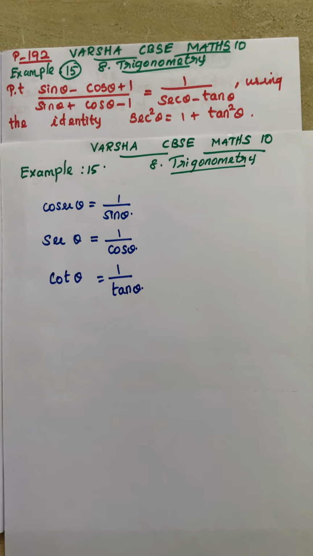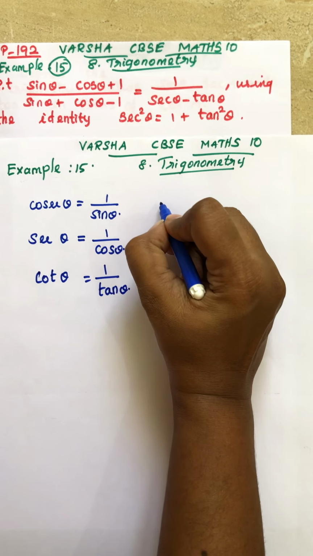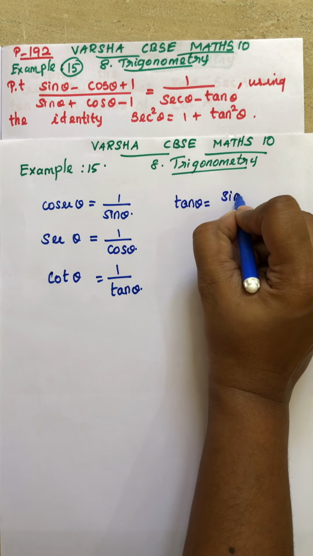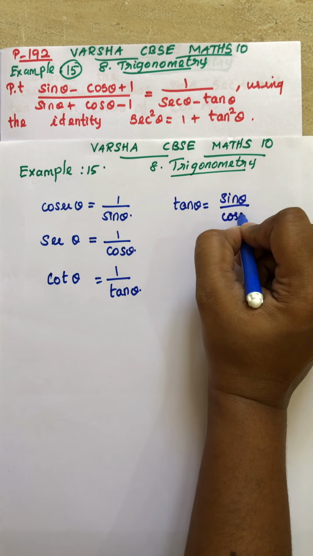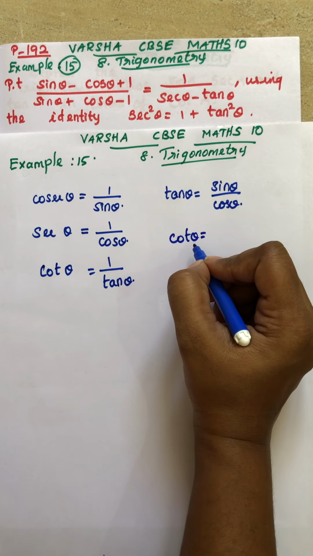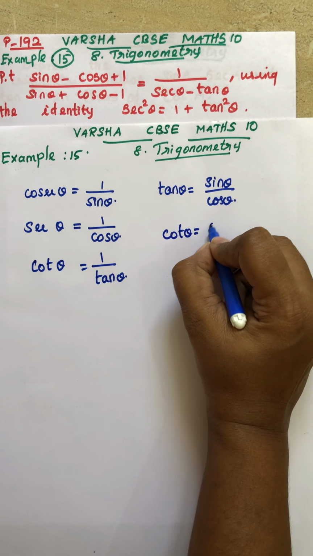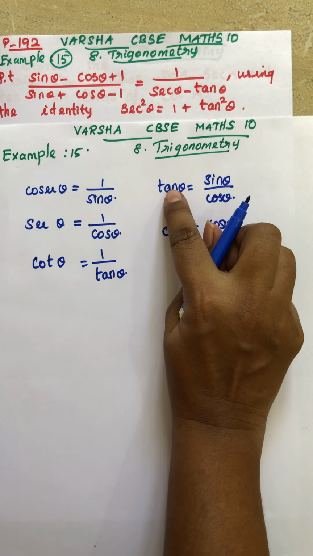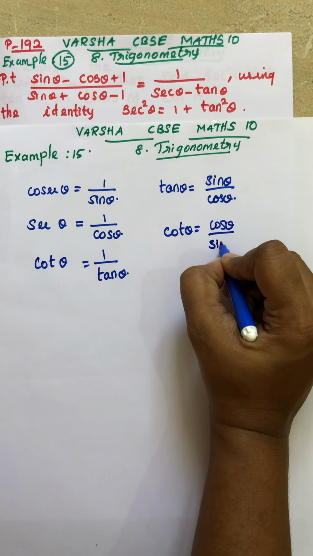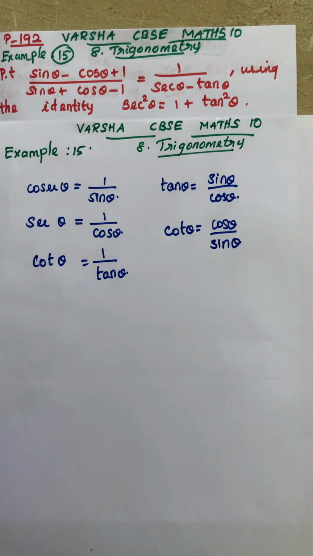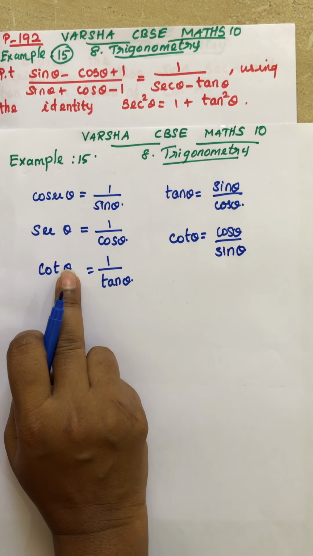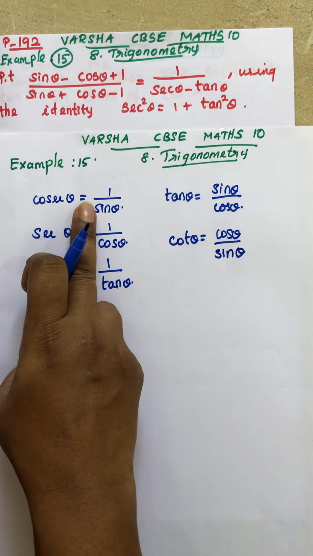Okay students, do you understand this? Then tan theta can always be written as sin by cos. This is another form. Then cot theta is the reciprocal of tan theta, so you can write cos by sin. Is this okay? So now you have to remember this.